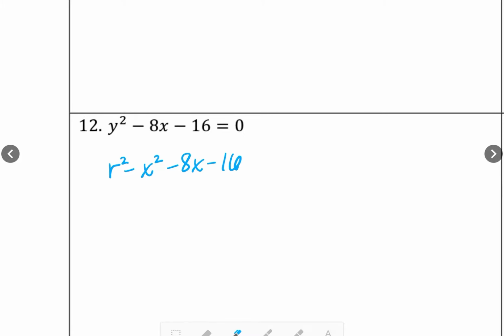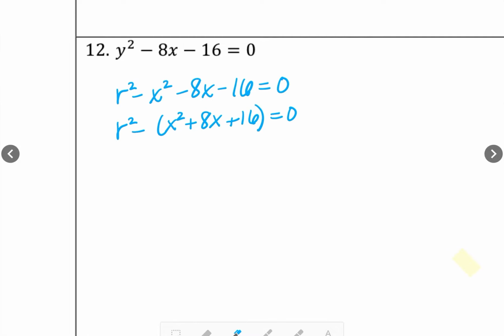And I really like this because something looks perfect to me here. And I do mean the word perfect, like a perfect square trinomial. X squared plus 8x plus 16 is a perfect square trinomial. That means it perfectly factors to x plus 4 squared.